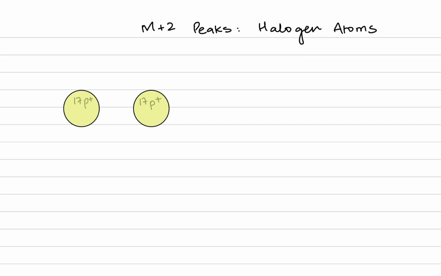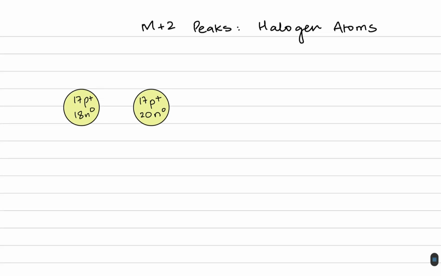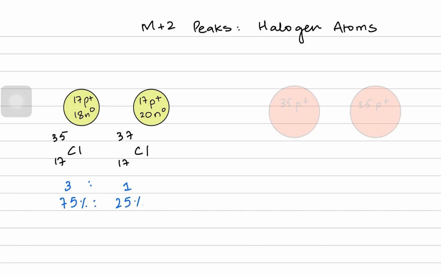For chlorine, we have 2 isotopes, both with 17 protons, but the number of neutrons is different. The first chlorine has a mass of 35 and the second one has a mass of 37. Their abundance in nature is not equal. It's almost 3:1, which means 75% is chlorine 35 and 25% is chlorine 37.